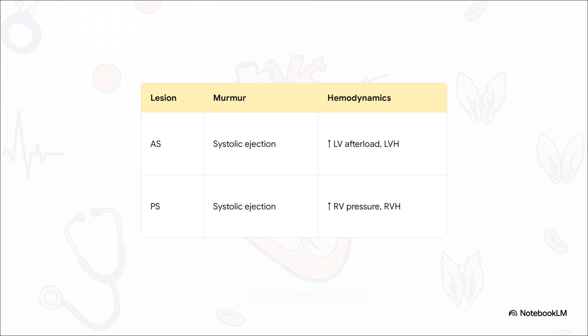Contrast that with pulmonic stenosis, or PS. It's also a systolic ejection murmur, but it deals entirely with right ventricle outflow obstruction, so it raises right ventricular systolic pressure and causes right ventricular hypertrophy instead.